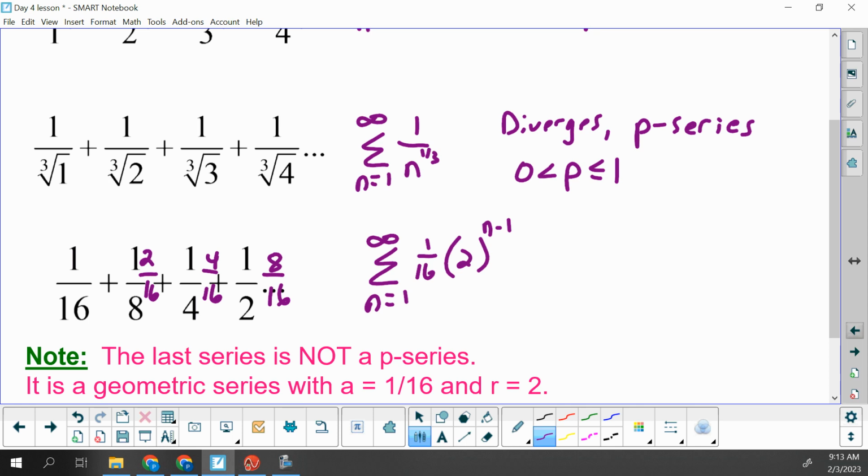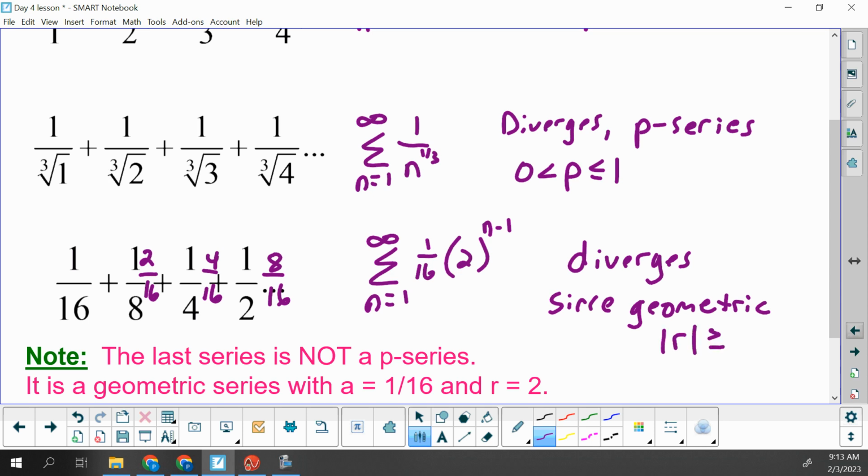Now, once we have this in series notation, we've got that our r value is 2, so we could say this diverges since geometric, absolute value of r is greater than or equal to 1. If that thing you're multiplying by, if its absolute value is less than 1, that would be a converges.